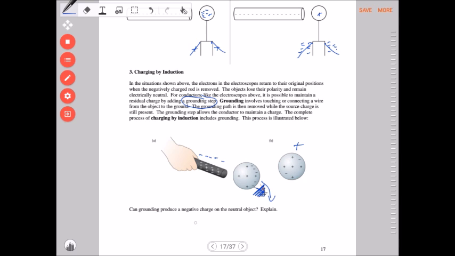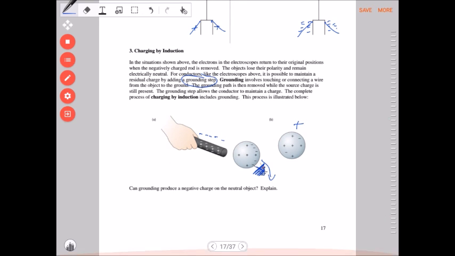Now, can grounding produce a negative charge on a neutral object? So let's talk about that. If we bring a positive rod close to but don't touch, what this does is induce a negative polarity on this side. It brings the negatives up close to the positive charged rod.